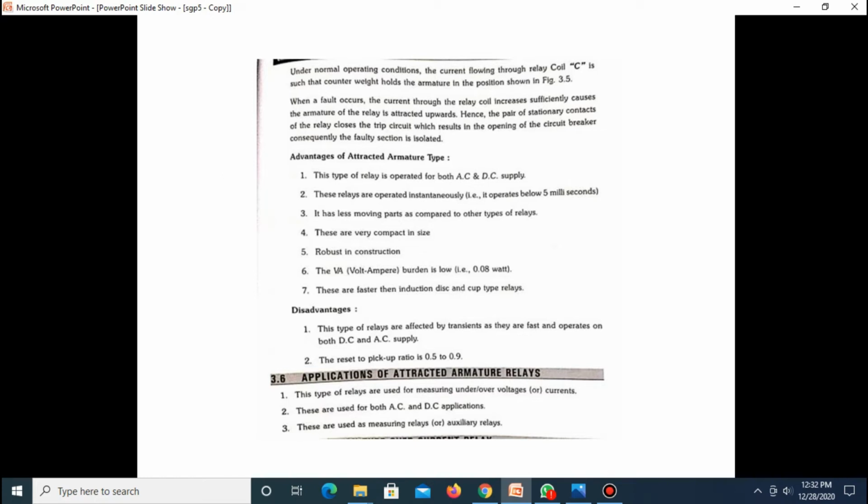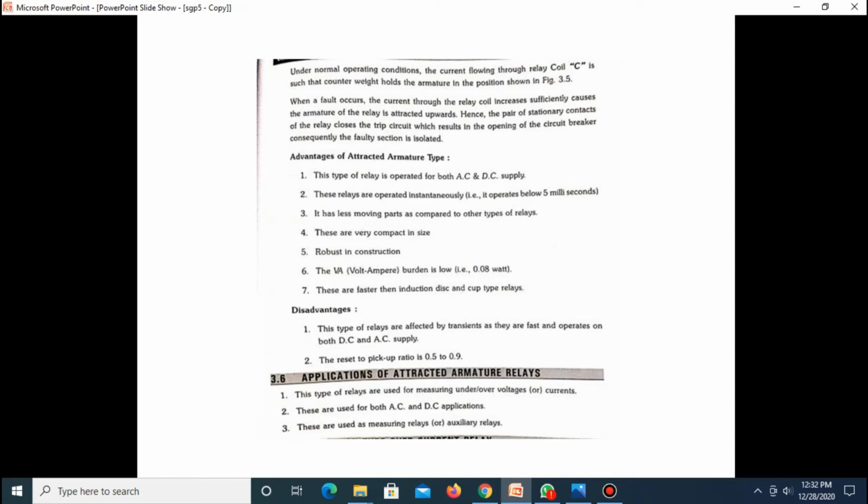Next, these relays are very compact in size, small with robust construction. Next, the VA, volt ampere burden, is low, meaning less power is utilized. Next, the response of the system is much faster compared to other types of relays. These are the main advantages of this attracted armature type relay.